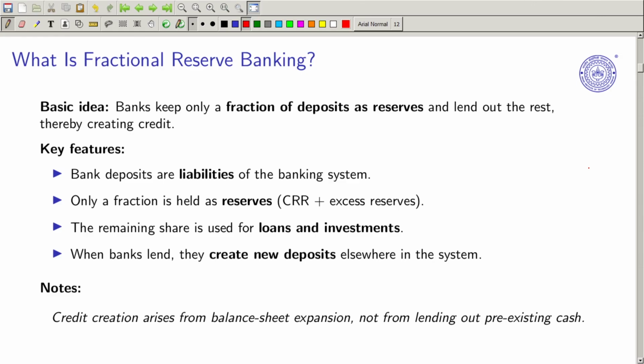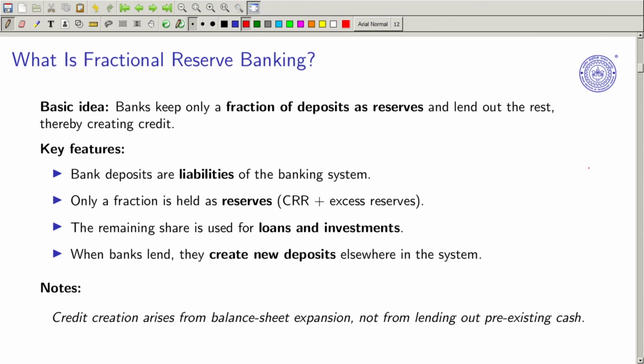Now banks keep only a fraction of deposits. So what is fractional banking? We are depositing, and banks keep a fraction of the money they receive as cash, and the rest of the amount they use for lending, and that's why it is called fractional. This fraction is primarily because of the reserve fraction. So out of 100 rupees, if 10 rupees is the CRR, and you are keeping that as a reserve, then this is what we call the fraction that you have kept as a reserve. And the rest of the amount they use for the creation of credit.